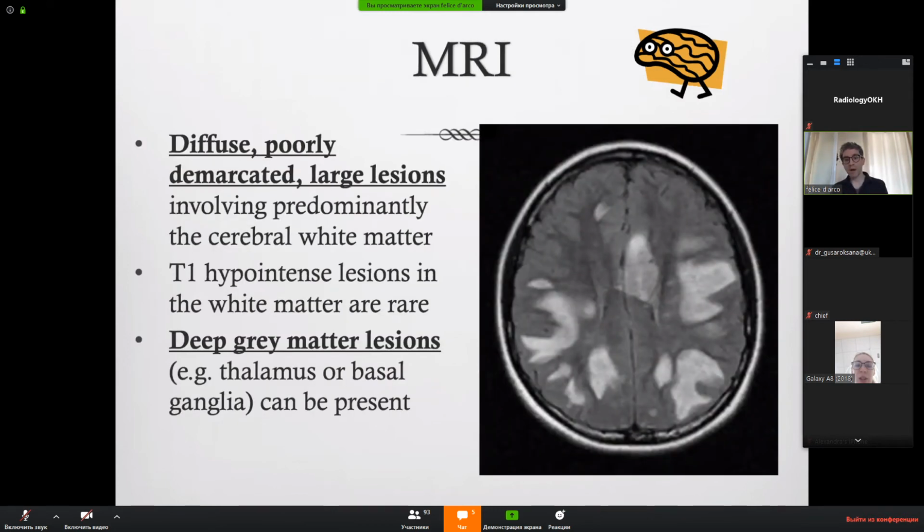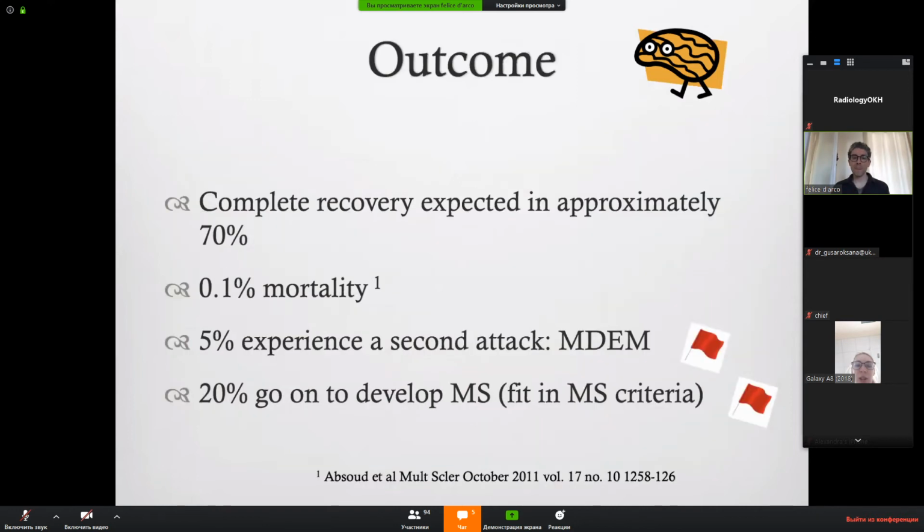What we see in MRI is exactly what I described before: poorly demarcated large lesions, and they can also involve the deep gray matter. Okay, so there can be an overlap with viral infection. But the important thing is this is one event only. This does not include so-called recurrent ADEM, and this is a clinical diagnosis.